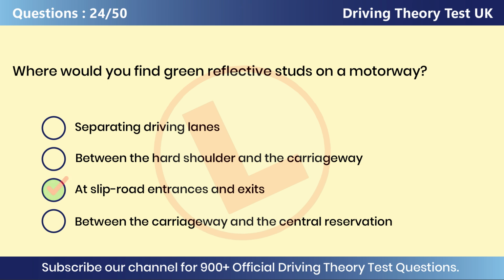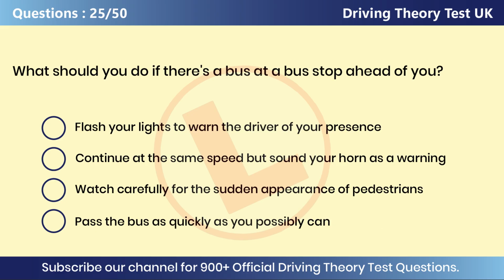C. At slip road entrances and exits. Question 25. What should you do if there's a bus at a bus stop ahead of you? A. Flash your lights to warn the driver of your presence. B. Continue at the same speed but sound your horn as a warning. C. Watch carefully for the sudden appearance of pedestrians. D. Pass the bus as quickly as you possibly can.